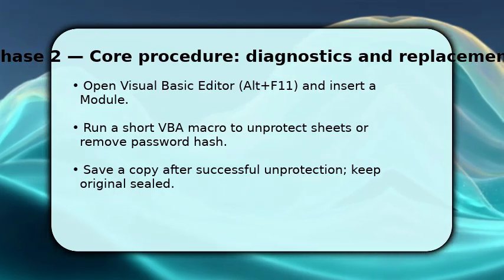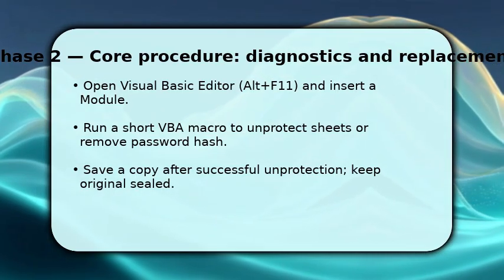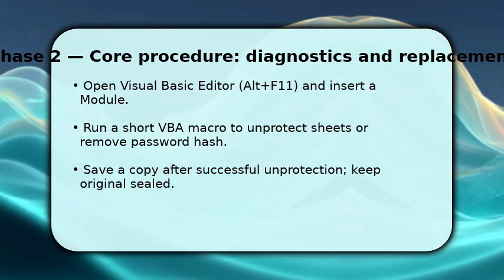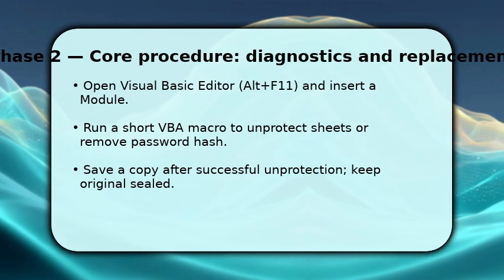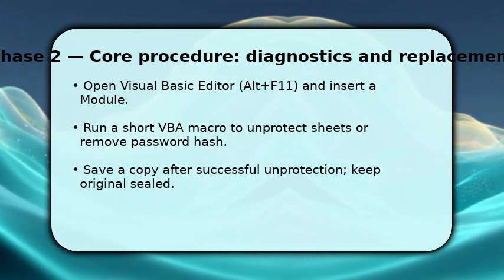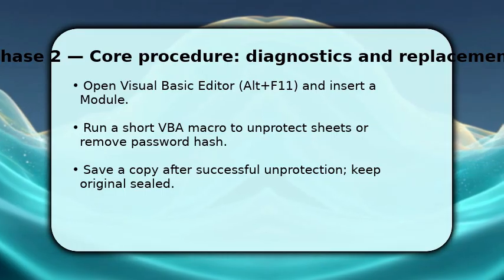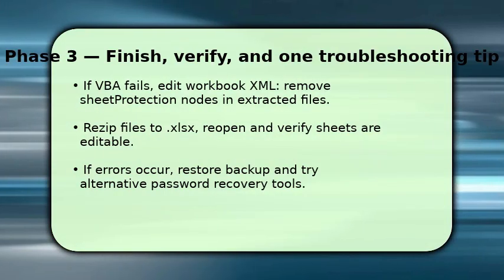This works because VBA can alter sheet properties programmatically. Make sure to save a new file after success, because the macro changes protections, and you may want the original intact. Finally, if VBA did not remove protection, use the ZIP and XML route.